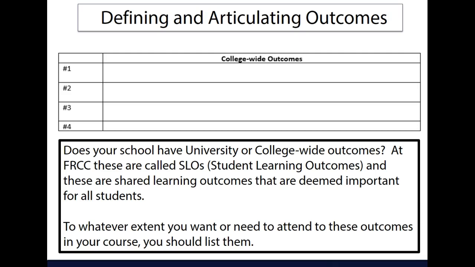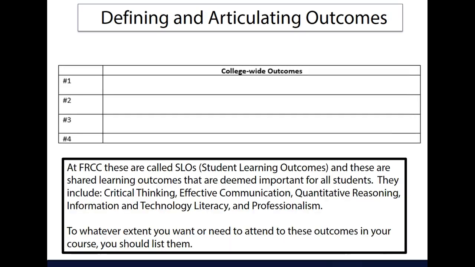Maybe your school has them. If you're teaching at Front Range, we've got them. There are things like effective communication, critical thinking, quantitative reasoning, information and technology literacy, professionalism. Most schools have them. And I'm asking you to articulate the ones that matter for your class.